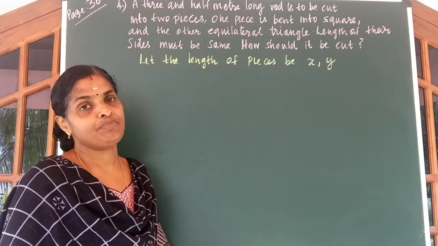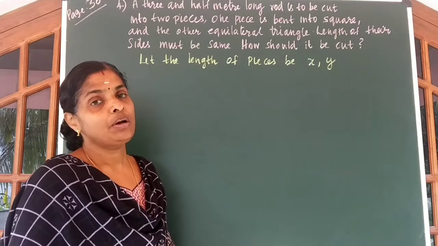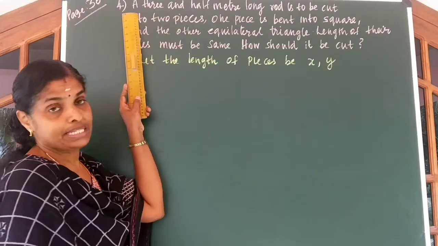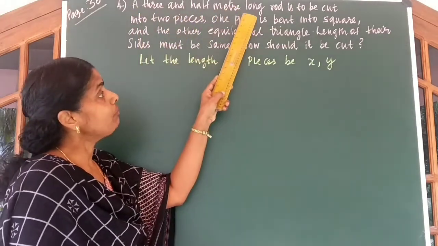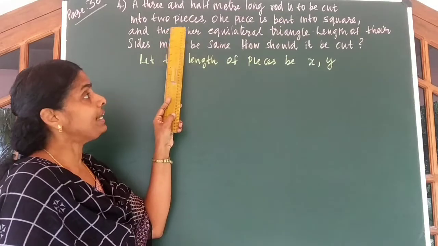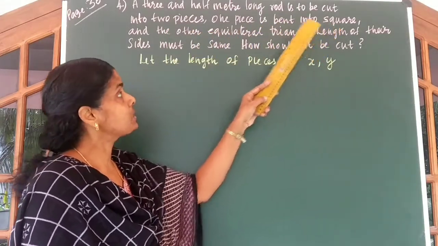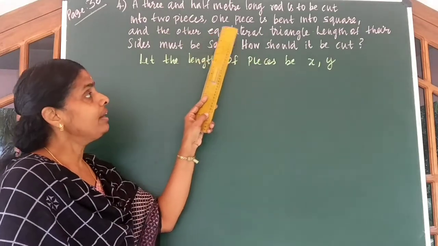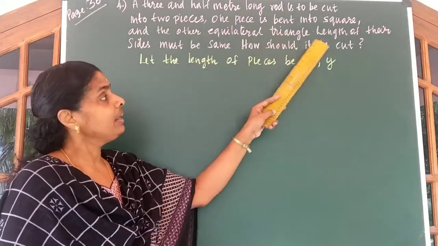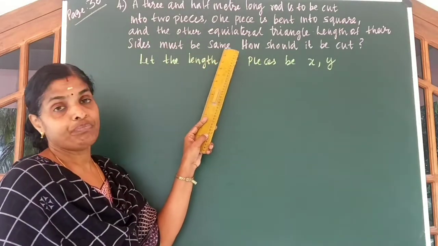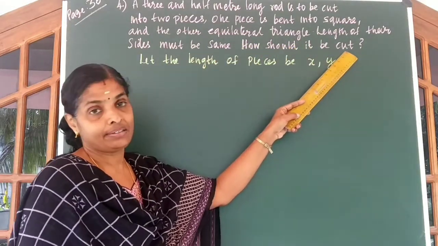Pairs of equations. Today I am discussing problems on page number 36. Fourth question. A 3.5 meter long rod is to be cut into two pieces. One piece is to be bent into a square and the other into an equilateral triangle. The lengths of their sides must be the same. How should it be cut?